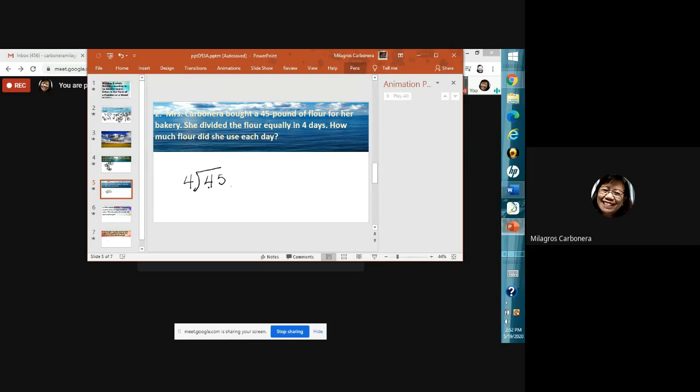And I'm going to apply my digit by digit division. So I have to take my first digit here. So I have 4 divided by 4. When you are dividing the same numbers, the answer is always a 1.